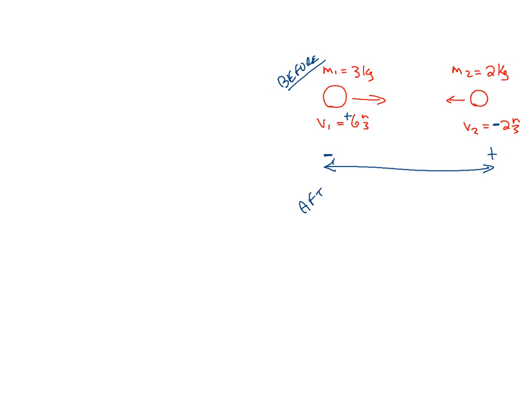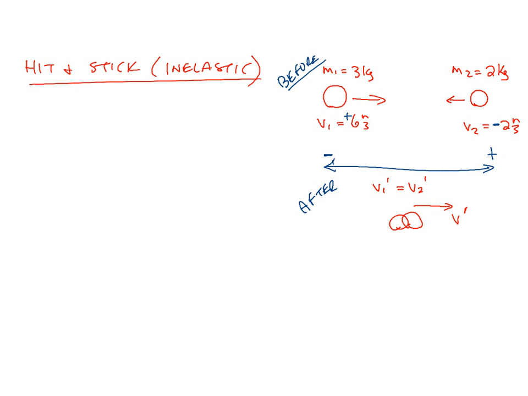And afterwards, what happens? I've got these 2 balls of clay. They hit, they stick together, and they are going to move off together. Here V1 prime is going to be the same thing as V2 prime, so I'm just going to call that V prime and not worry about the 1 and the 2. This is a perfect example of a hit and stick, which we also called the inelastic collision. And in these special cases, when they hit and stick, we had that special case formula that we just worked up.